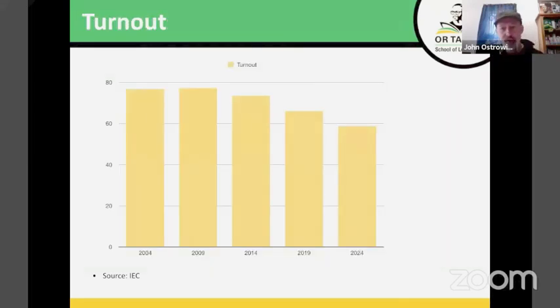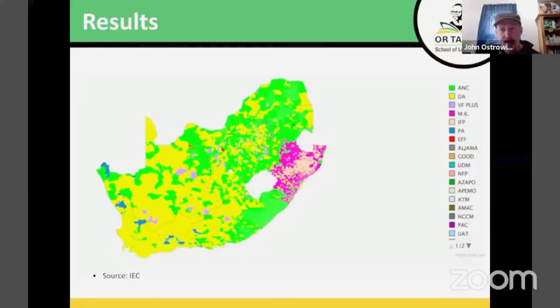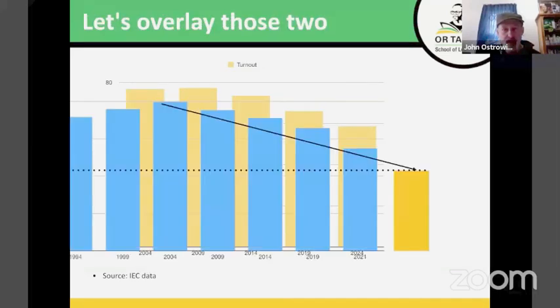Right, so this is the voter turnout. Now, this is an interesting graph because if we skip back to the results that I predicted, they look very similar. And I'm going to overlay them shortly. Right, you overlay them and you can see there's the election results and there's the voter turnout. What this means, I'll discuss a bit further.